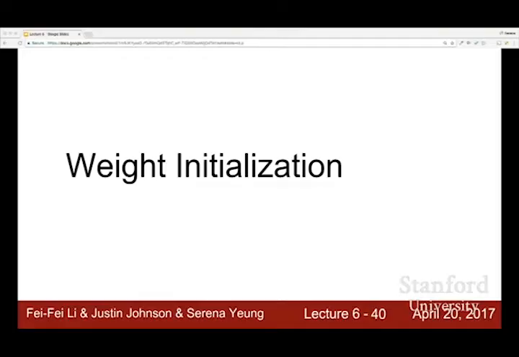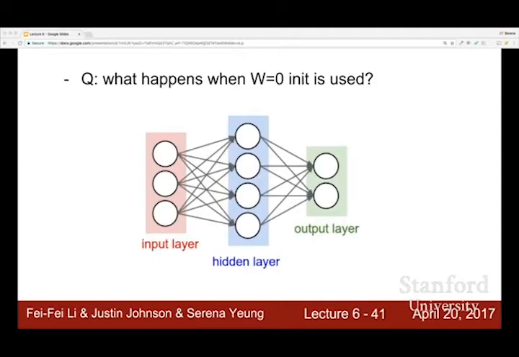Okay, so now let's talk about how we want to initialize the weights of our network. Let's say we have a standard two-layer neural network, and we have all of these weights that we want to learn, but we have to start them with some value, right? And then we're going to update them using our gradient updates from there. So first question, what happens when we use an initialization of w equals 0? We just set all of the parameters to be 0. What's the problem with this?